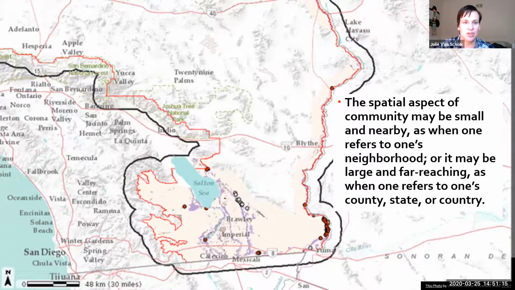So this is the spatial aspect. This would be Southern California. It can be small and nearby, so it could just be your neighborhood or your street, or it could be large and far reaching if you're talking about your county, the state of California, or maybe your community is that we're all Americans, all West Coast, or all part of the United States. We've got all of the larger areas, and we could be talking about Southern California as a community. We have certain cultures and values for people who live primarily by the coast in Southern California.